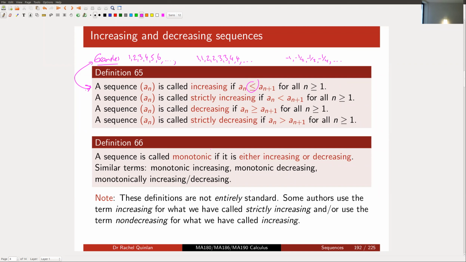Okay, and here this is just a bit of fussing that I'm going to inflict on you in case you encounter it if you're reading somewhere else. It's not something that we need to worry about too much, but there's this distinction between increasing and strictly increasing. A sequence is strictly increasing if each term is strictly less than the next one. An increasing sequence can have consecutive terms equal to each other, but a strictly increasing sequence can't. So this one would be an example of an increasing sequence, but not strictly increasing. The other two are strictly increasing.